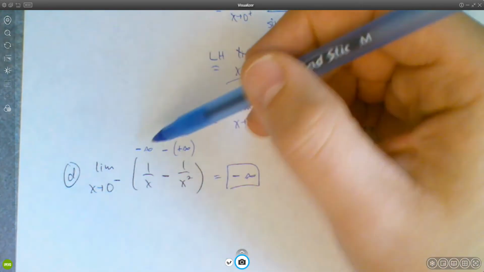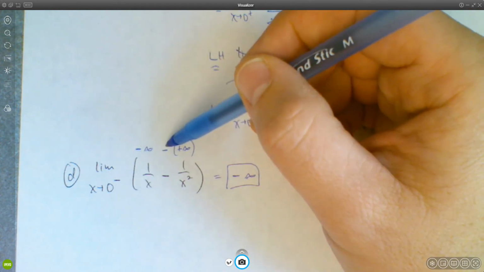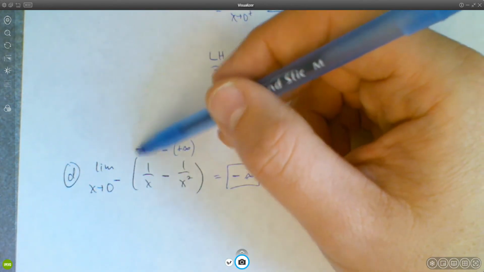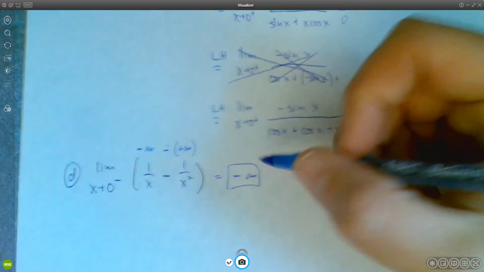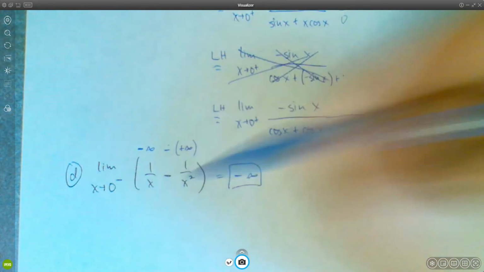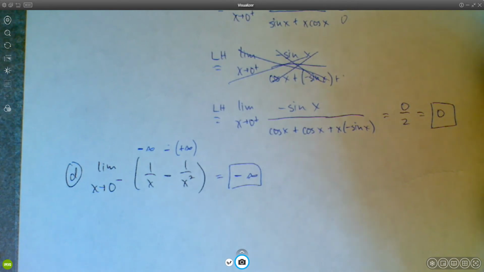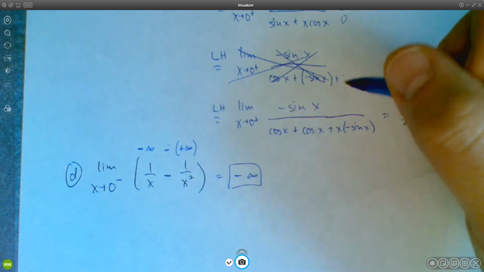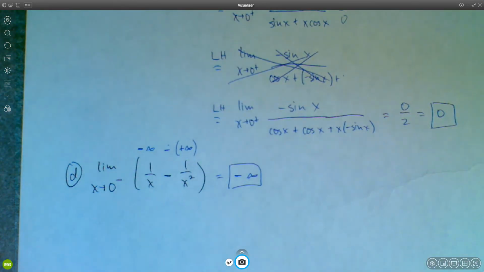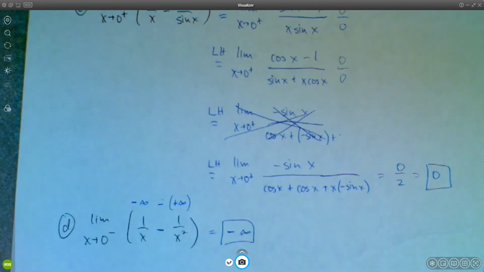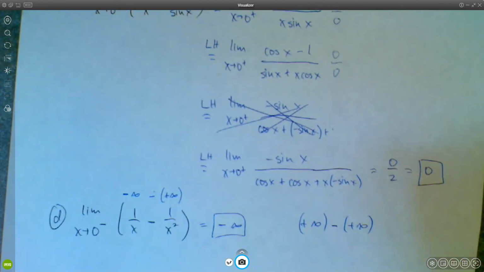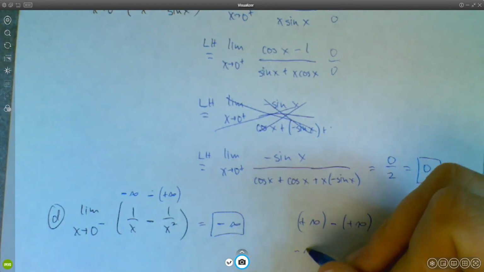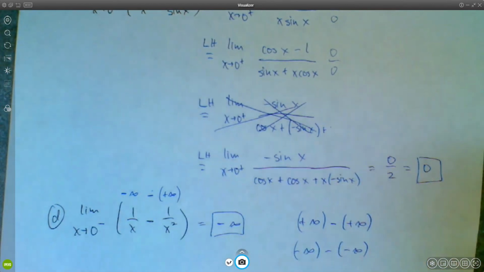I mean, think about it, right? You have a really big negative number, and then you're subtracting off a really big positive number. That's just going to make a really big negative number, right? So that's just negative infinity. These two things are not exerting conflicting forces on the limit. So this is not even indeterminate. I just threw that one in there to show you that infinity minus infinity is not always indeterminate. It's when you have a positive infinity minus a positive infinity, that's indeterminate, right? Or if you have a negative infinity minus a negative infinity, that's indeterminate.